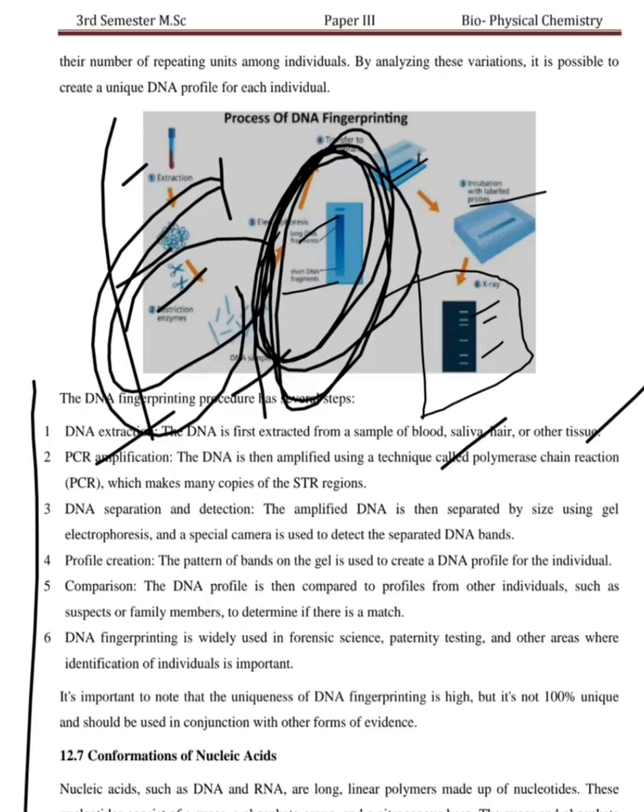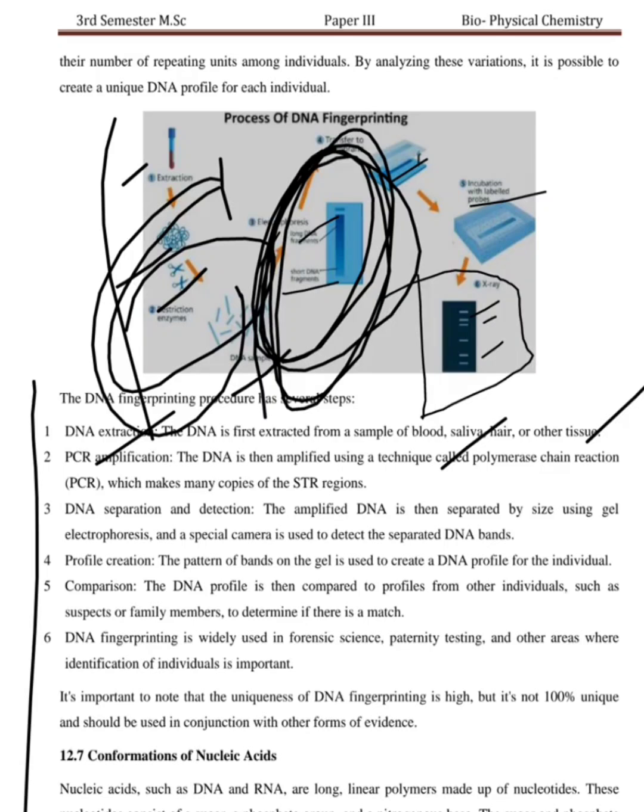DNA fingerprinting is widely used for forensic science, paternity testing, and other areas where identification of individuals is important. So in this method, DNA fingerprinting can be used for identification in forensic science, paternity testing, and other areas where identification of individuals is needed.